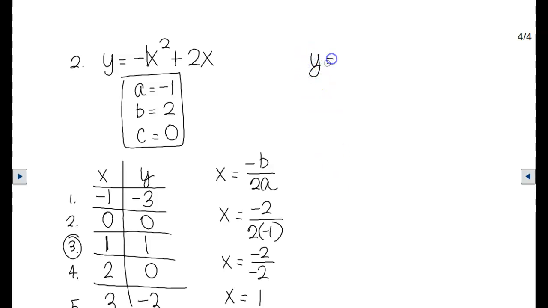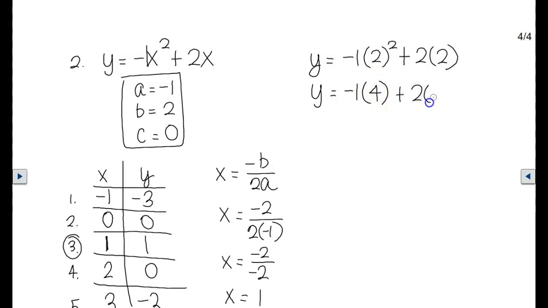So I'm going to plug in the 2. So it's negative 1 times 2 squared plus 2 times 2. You'll do your exponent first. So this is going to become negative 1 times 4 plus 2 times 2. And we get y equals negative 4 plus 4, which is, notice, 0. And you could plug in that 3 just to confirm, but I'm not going to do that.